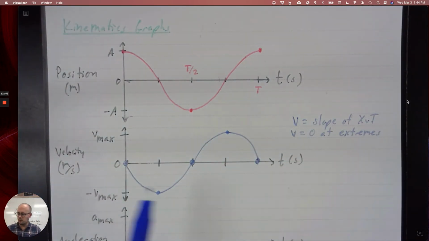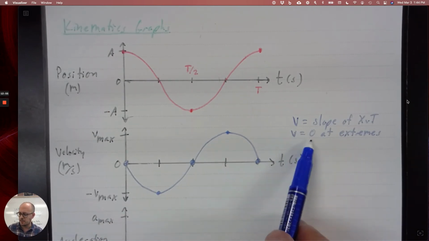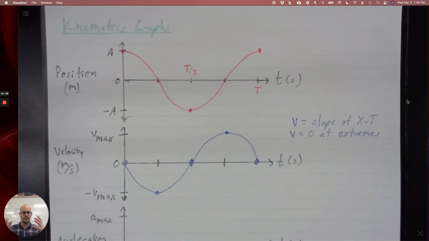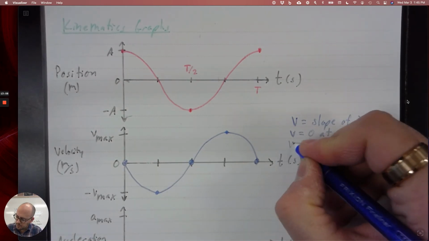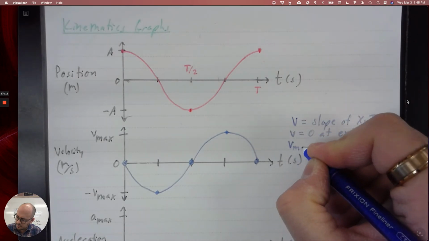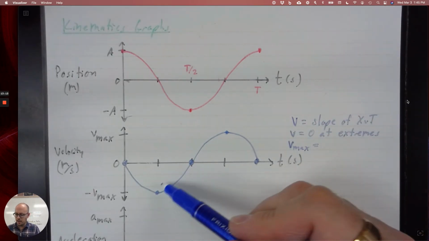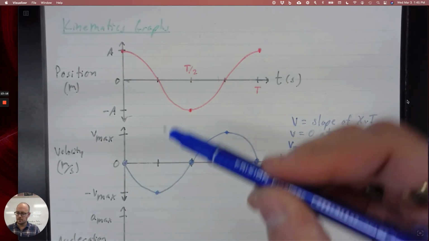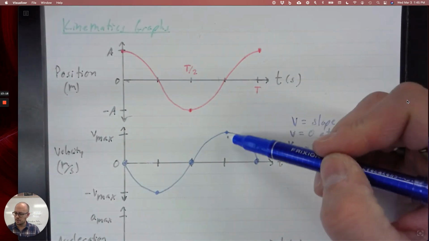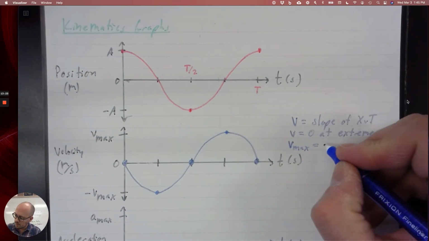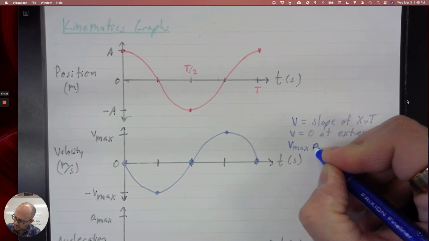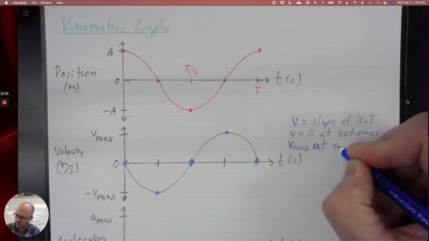And so, hopefully the easiest part is the velocity of an oscillator is zero whenever it gets to the extremes. In other words, whenever it reaches its amplitude, it actually has to stop because it's about to come back. These velocities are the maximum. So V max, well, look at where that happens. It happens at about T/4. That's when it's passing through equilibrium. And then 3T/4, that's when it's passing through equilibrium. So the maximum velocity happens at equilibrium.